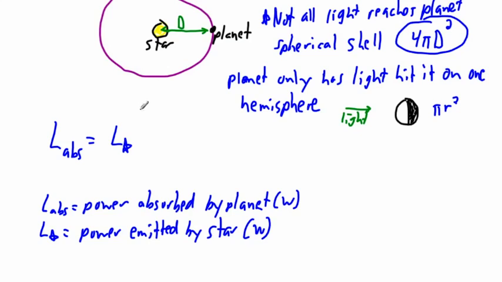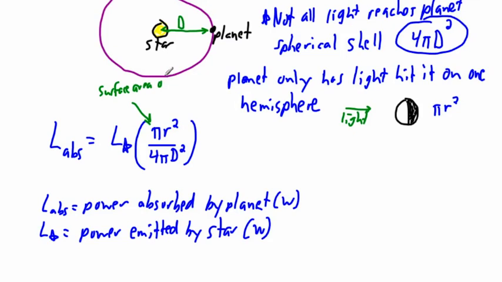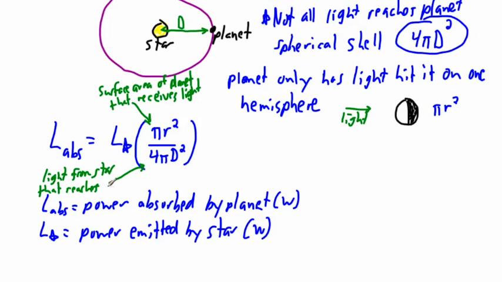And so then we can write this fraction. It's going to be pi r squared over 4 pi d squared. This is the more complicated part. This pi r squared is the surface area of the planet that receives the light. This is where this piece came from. And this bottom part, the 4 pi d squared, was because of the light from the star that reaches out a distance d.